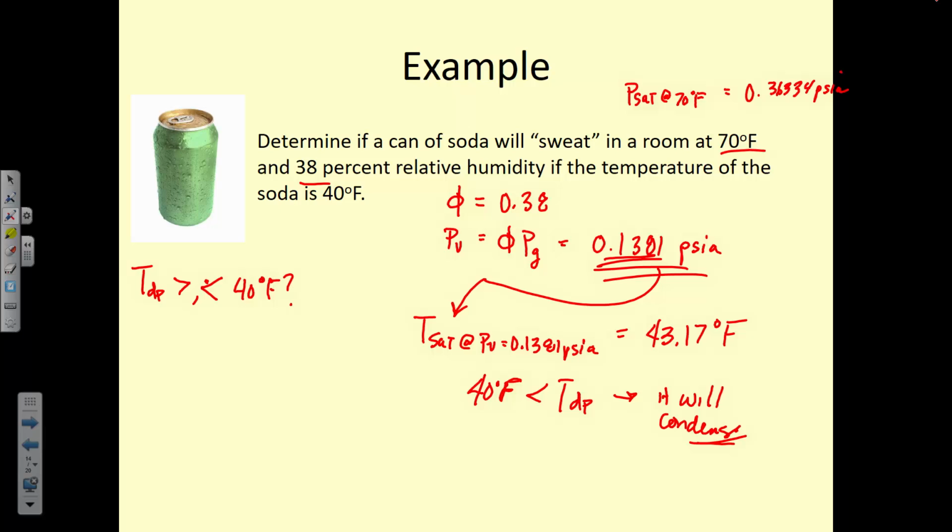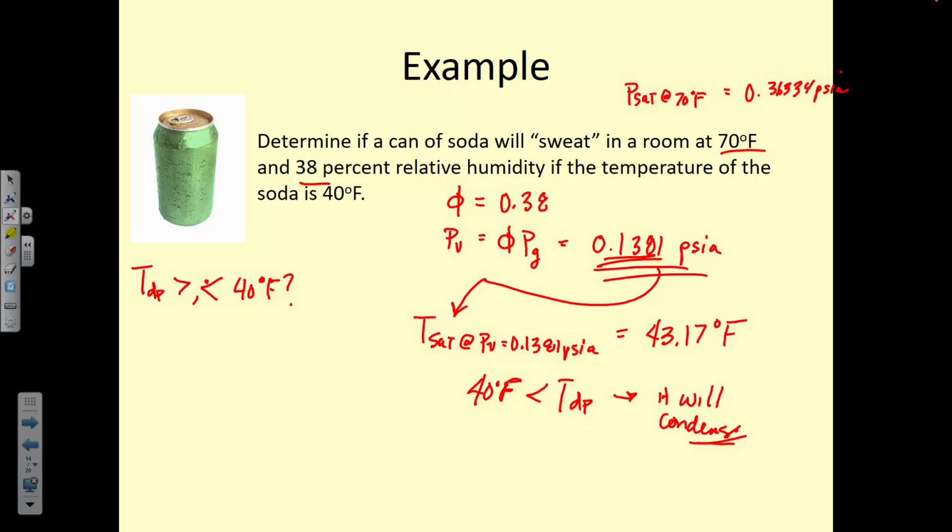If we calculated some value that was below 40 degrees Fahrenheit, then the can of soda is not cold enough to have liquid condense on the outside of it. Yes? So since it will condense, then it will sweat? Yeah, so the can will sweat. Condense, sweat, same kind of thing, right? The can's not actually sweating, it's just collecting moisture from the outside. Okay. Any questions on this?